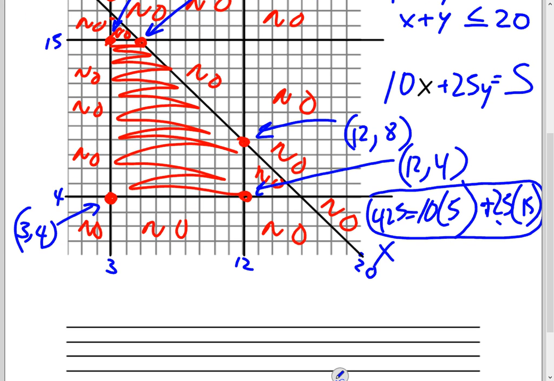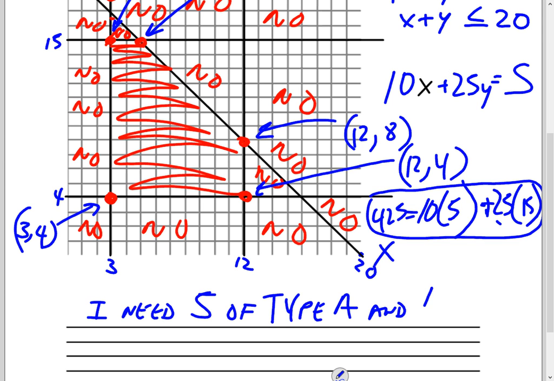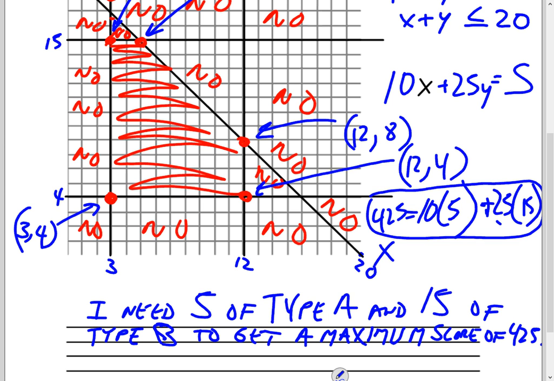For this problem, you needed to show me both parts. You needed to tell me that I need 5 of type A and 15 of type B to get a maximum score of 425. That would have given you full credits.